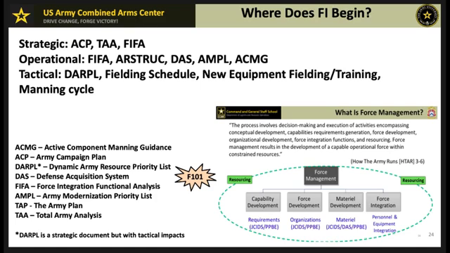The diagram on the lower right links to the F101 lesson, Foundations of Change, showing how force management connects capability development to the eventual fielding and equipping of units. This ensures a holistic approach from identifying a need to delivering capabilities in the field.